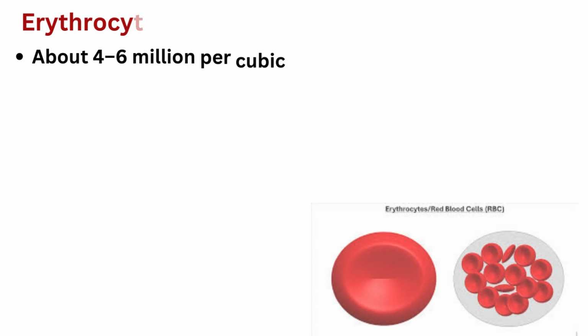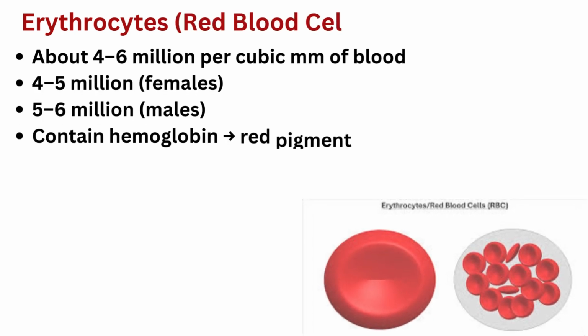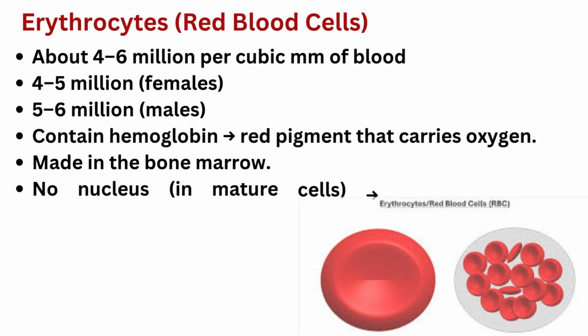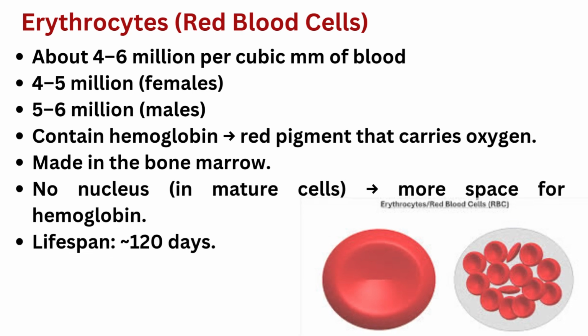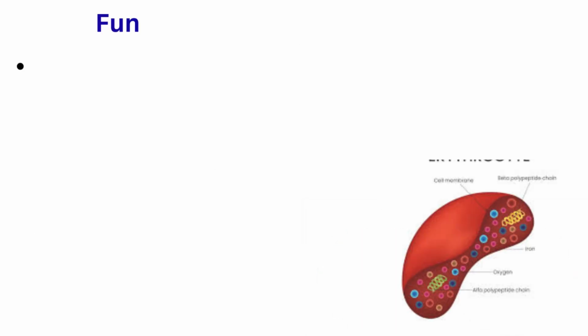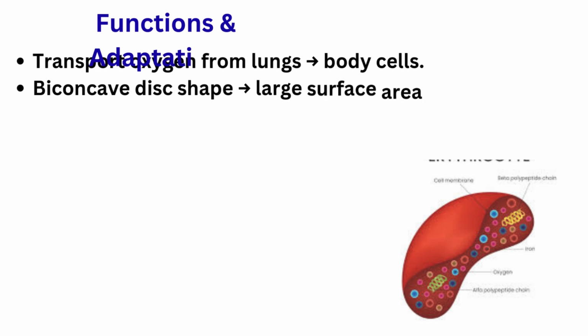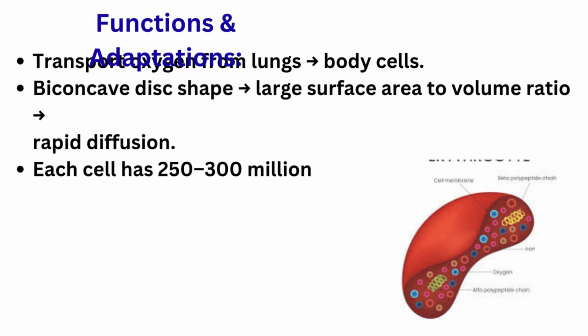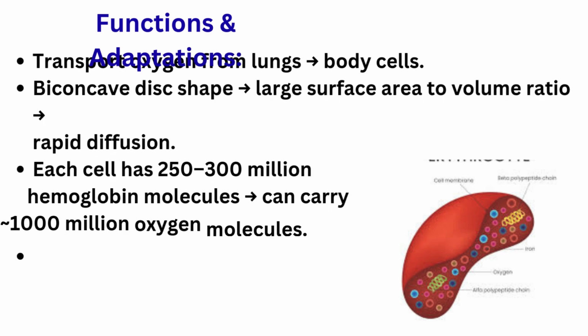Red blood cells number about 4 to 6 million per cubic millimeter of blood, 4–5 million in females, 5 to 6 million in males. Produced in the bone marrow, they contain hemoglobin, the red pigment that carries oxygen. Mature RBCs lack a nucleus, providing more space for hemoglobin, and have a lifespan of roughly 120 days. Red blood cells transport oxygen from the lungs to body cells. Their biconcave shape provides a large surface area for rapid diffusion.